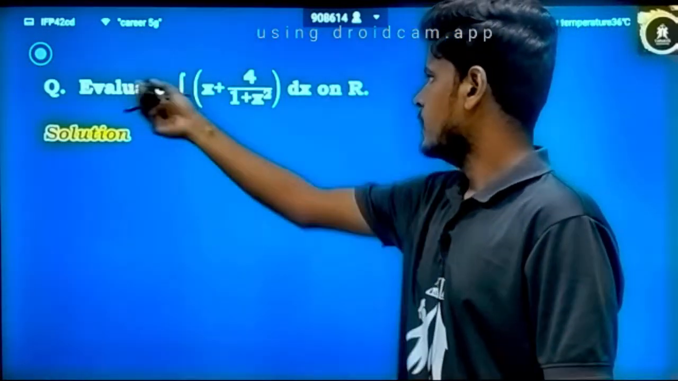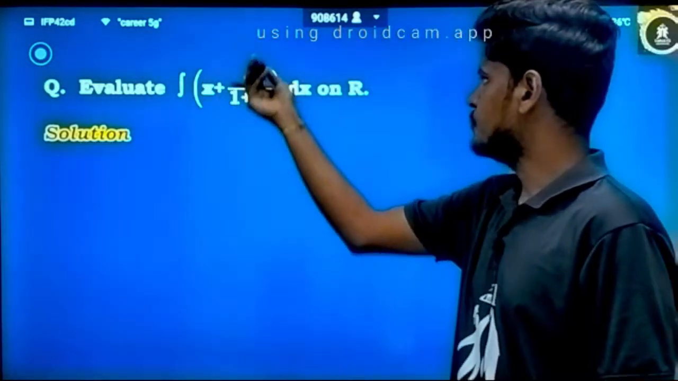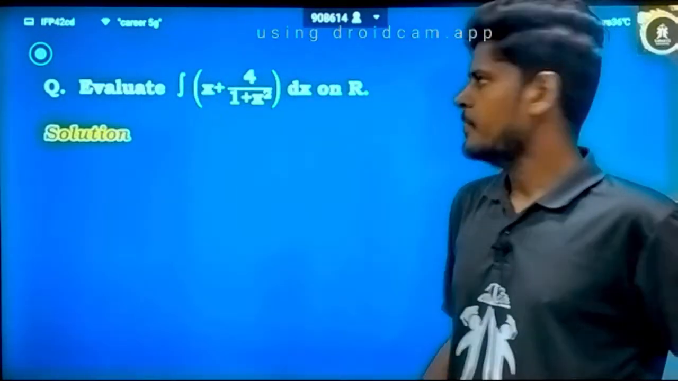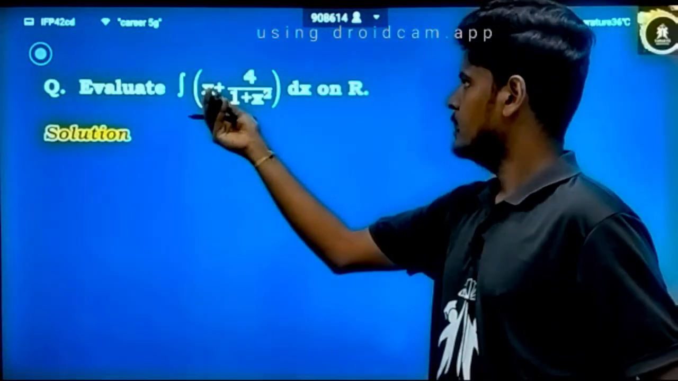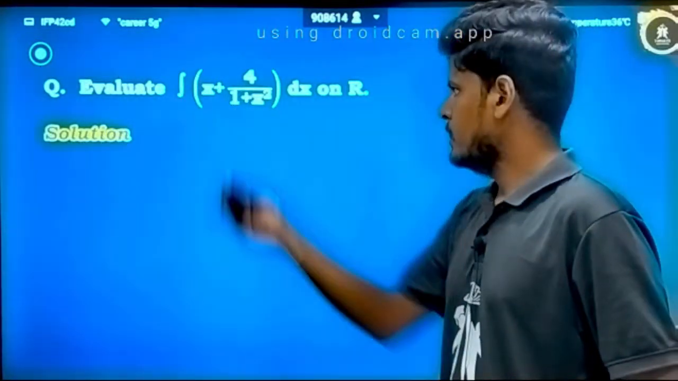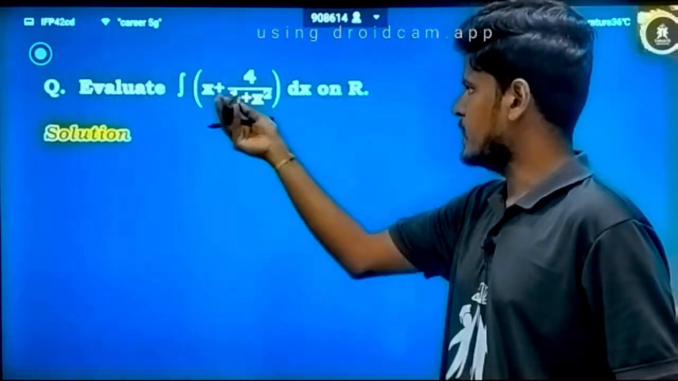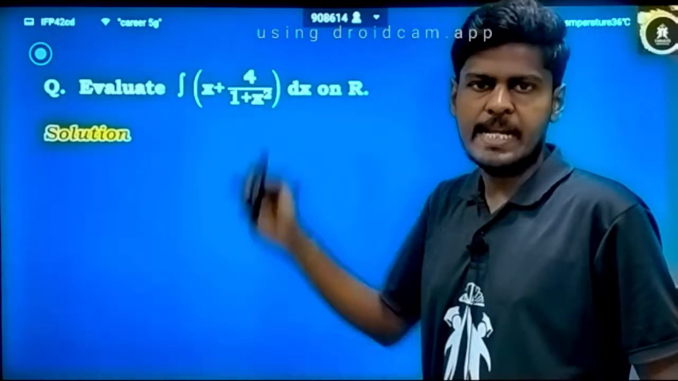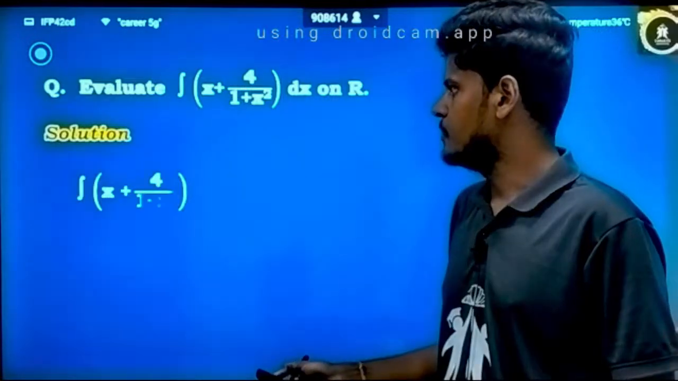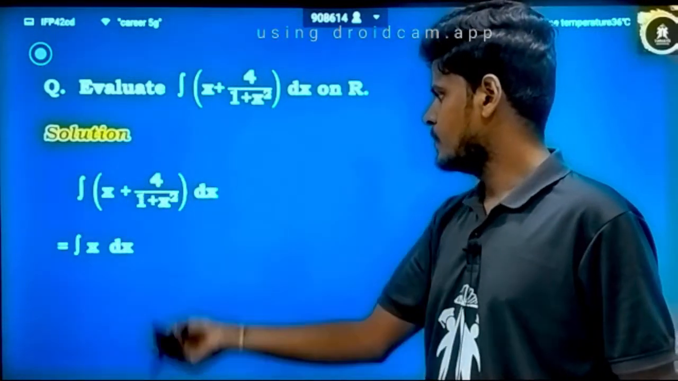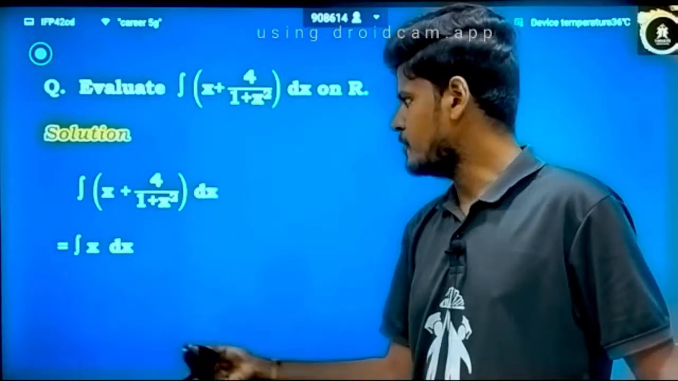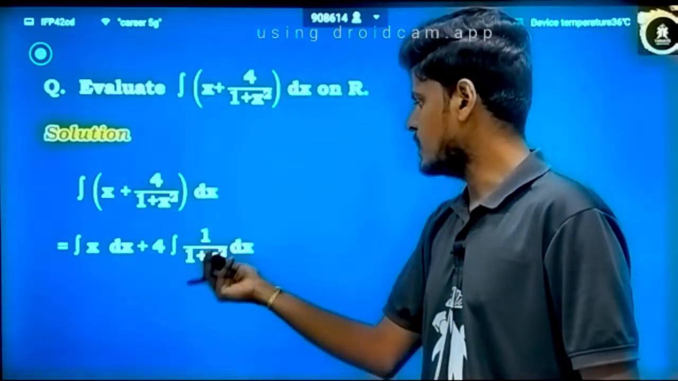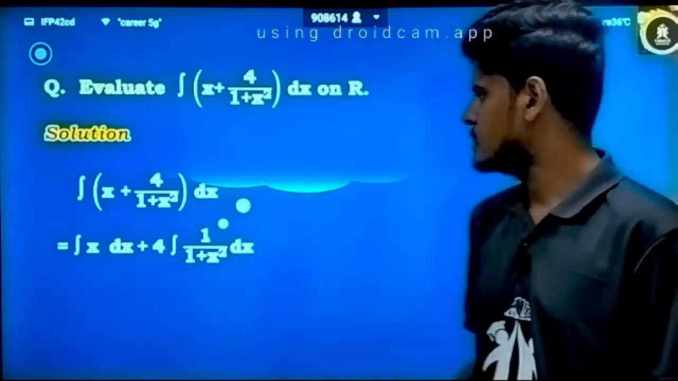Okay, next question is, evaluate the integral of x plus 4 by 1 plus x square dx. Again another direct question. What is the integral of this? We can split it separately. This is integral x plus integral 4 times integral 1 by 1 plus x square. Both are standard functions, so directly find the value. This will be integral x, split into two separate functions, and simplify, that is 4 times integral 1 by 1 plus x square dx.